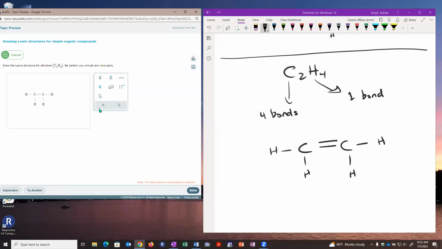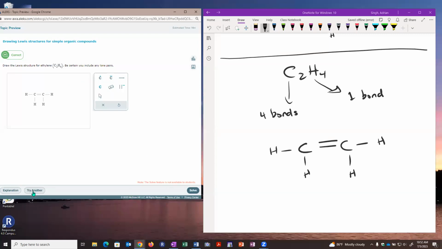Now, the other thing that you want to make sure that you include, and it's shown here, you want to make sure that you include any lone pairs. So in the case of hydrogens, we don't need any lone pairs because remember the hydrogens only need 2 electrons, and we already have those. The carbon has 2, 4, 6, 8, so there aren't any additional lone pairs. But in some cases, you will need to draw those lone pairs in, and you would click on the add the lone pair button here at the top to introduce lone pairs.